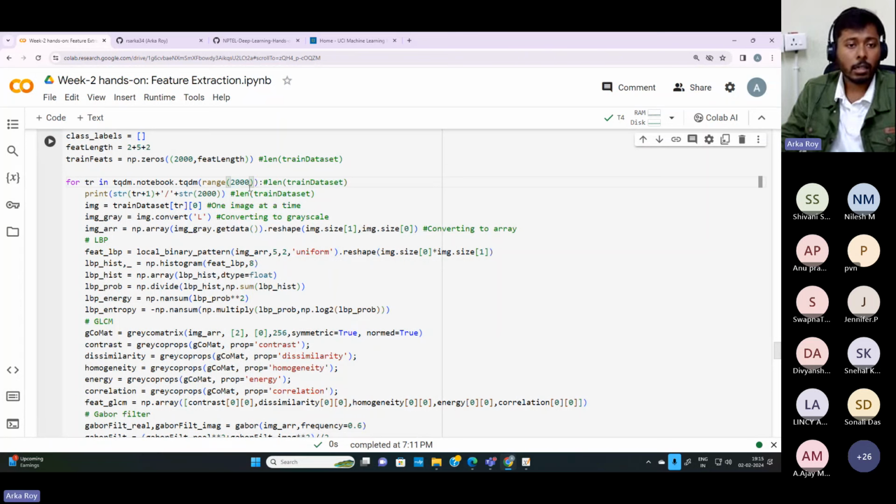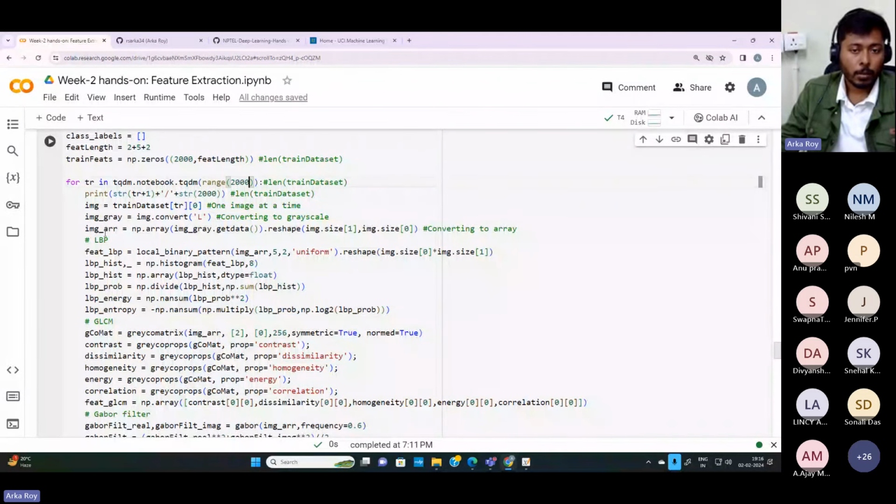And this is again. So I will be running the loop from 0 to 20,000. Then I will also print at which particular iteration I am currently at. So it is starting from 0. So 1 by 20,000, 2 by 20,000. That means I'm at second epoch, third epoch, fourth epoch, like that. Then we'll be extracting the image, then converting that image into grayscale image.